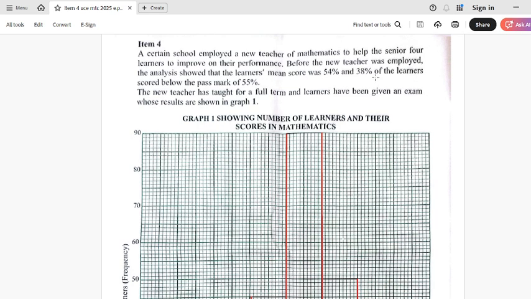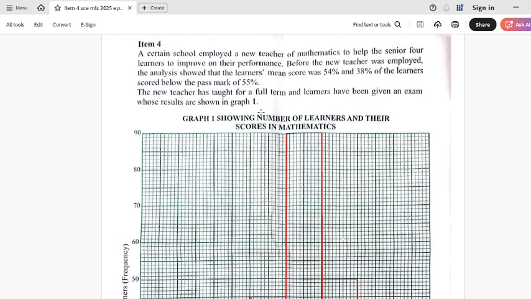When they captured the percentage of the learners that scored below the pass mark, and the pass mark is 55%, it means 38% of the learners scored below this pass mark. This 38 is just a percentage of the learners that scored below the pass mark. And what is the pass mark of that school? The pass mark was 55%. The new teacher has taught for a full term, and learners have been given an exam whose results are shown in graph 1 below.